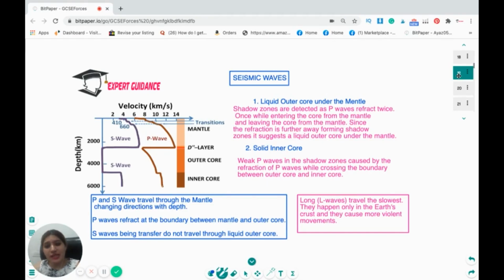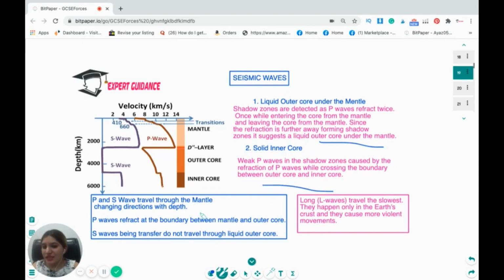Okay, now what information do the seismic waves give you? It tells us that there's a liquid outer core under the mantle, because you have the shadow zones that are detected as P waves refract twice, once while entering the core from the mantle and once while leaving the core into the mantle. Since the refraction is further away, forming the shadow zone, it suggests there's a liquid outer core under the mantle, and we have a solid inner core, as the weak P waves in the shadow zone are caused by the refraction of P waves while crossing the boundary between the outer core and the inner core.